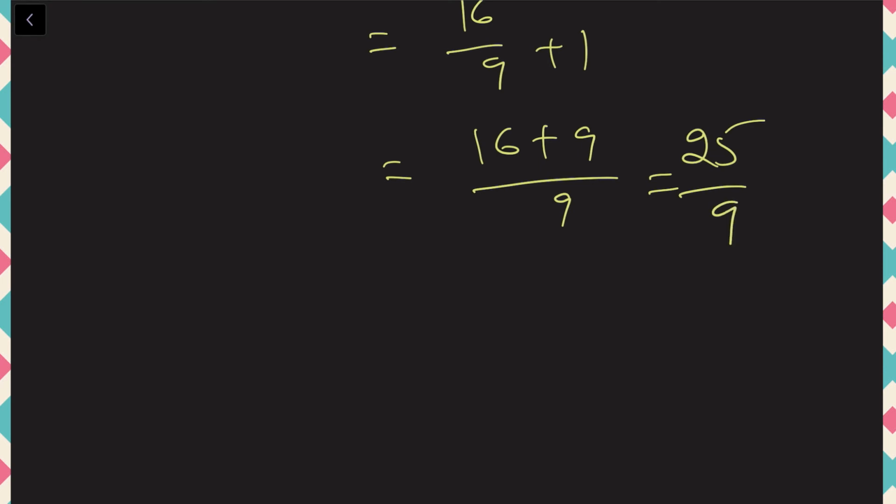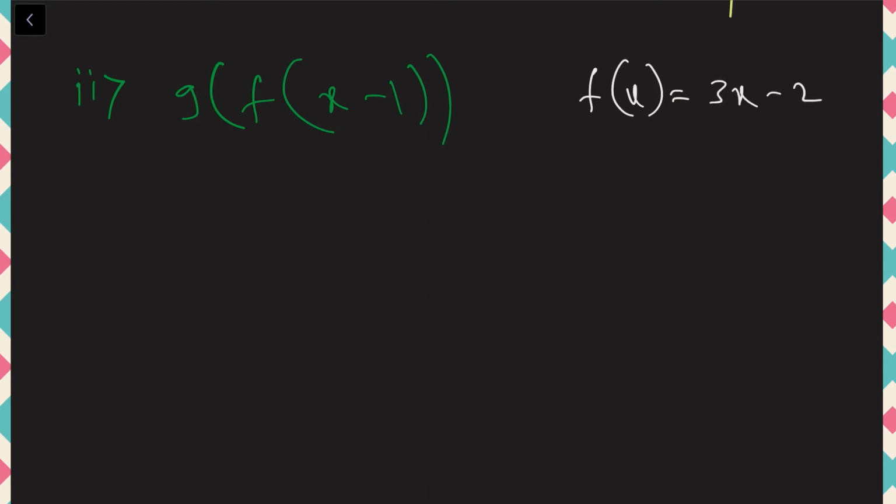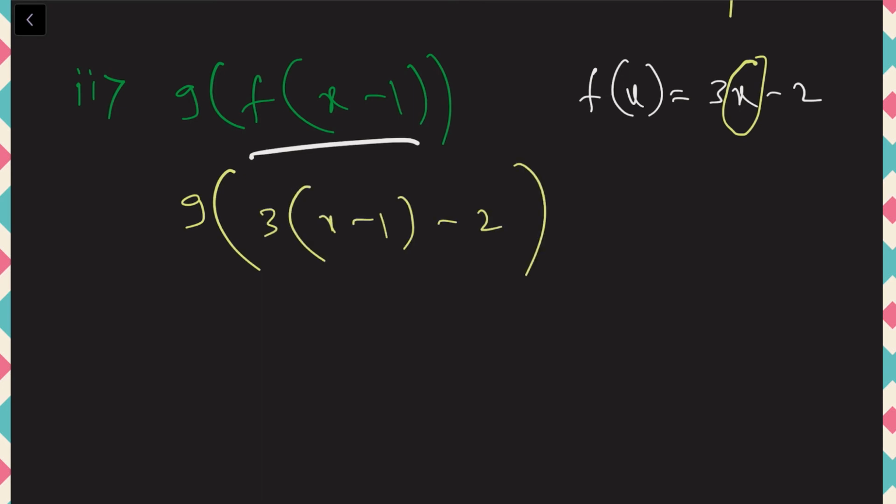In this question only, the second question is also there. That second question is given as G of F of X minus 1. First of all, what is the function F given in the question? F of X is defined as 3X minus 2. So now we want F of X minus 1. Wherever I have X, in the place of X, I need to substitute X minus 1. So it's very simple. G of 3 of X minus 1 minus 2 as it is. So we get G of 3X minus 3 minus 2.